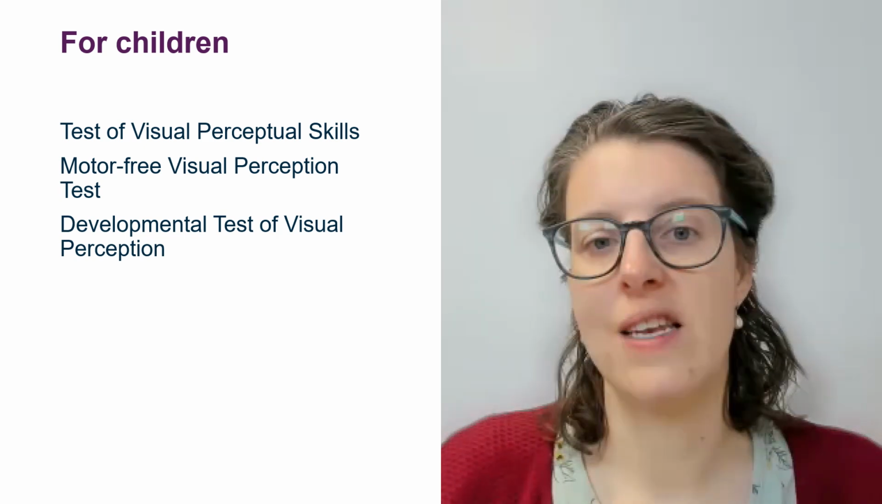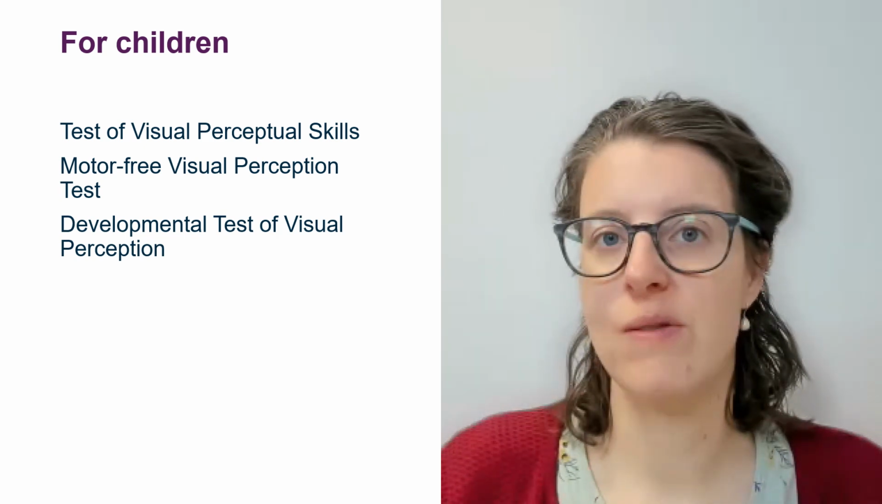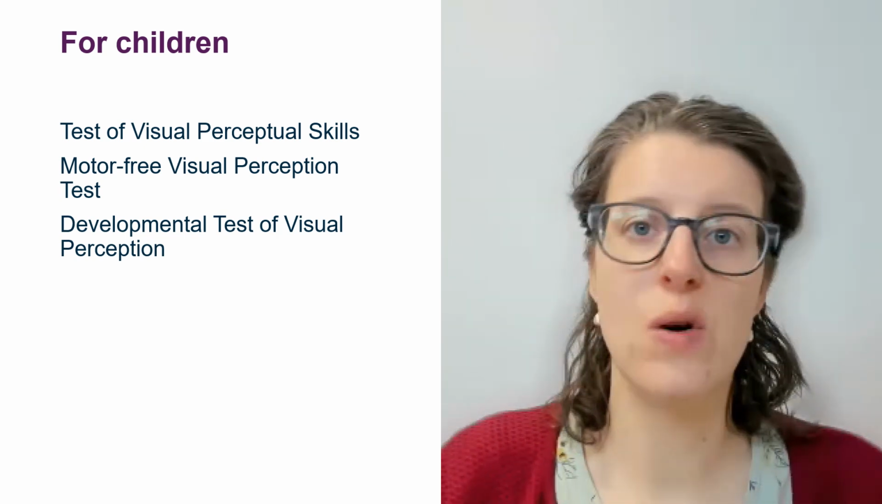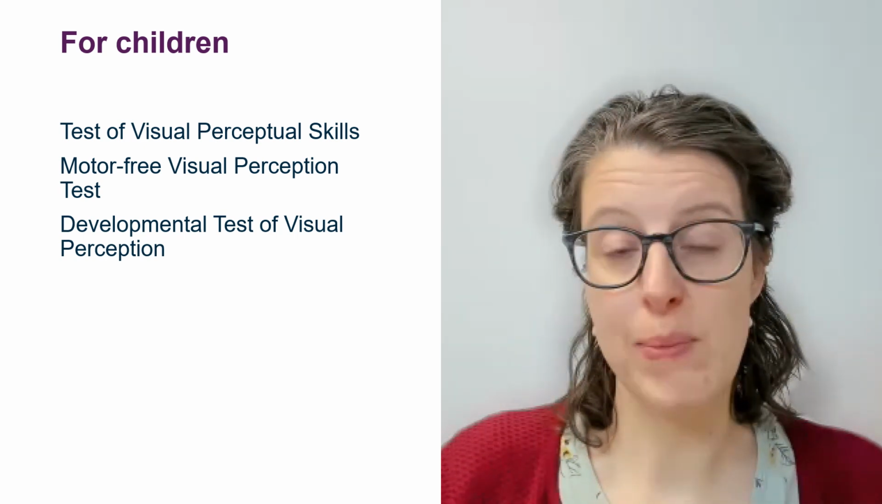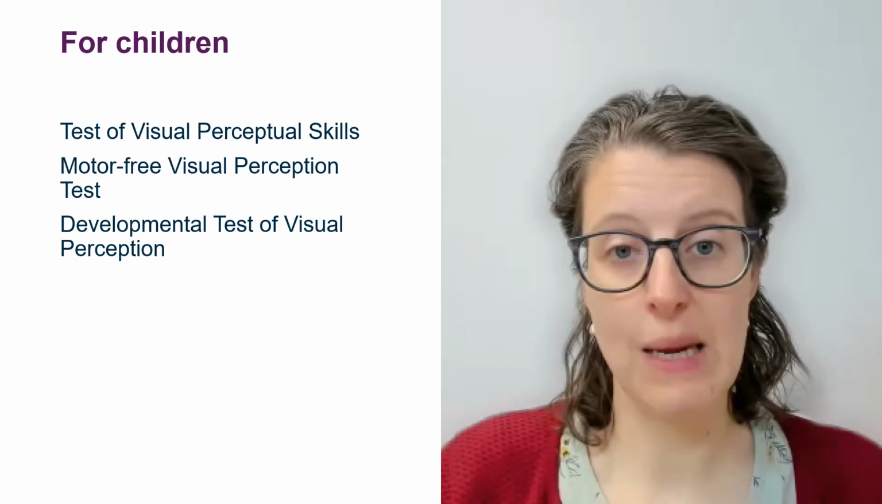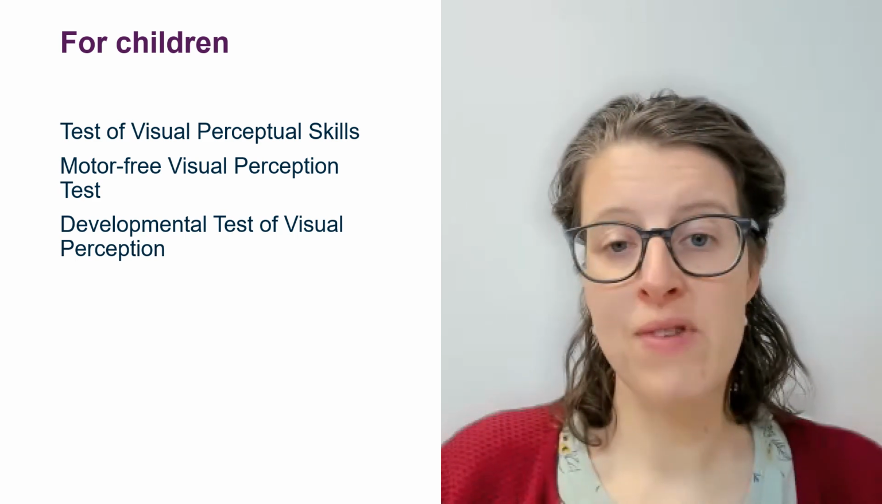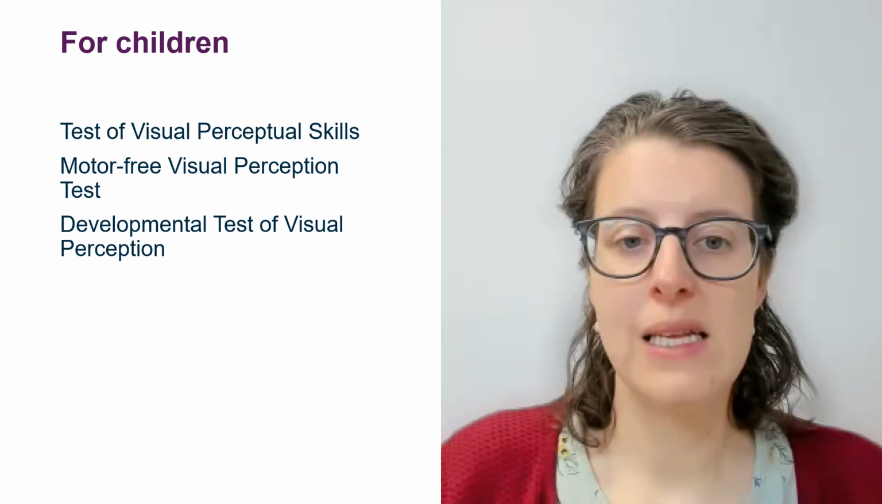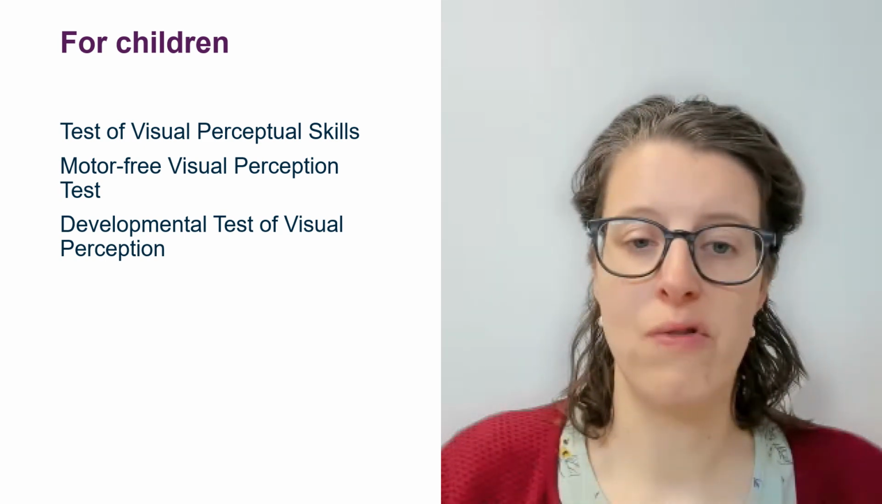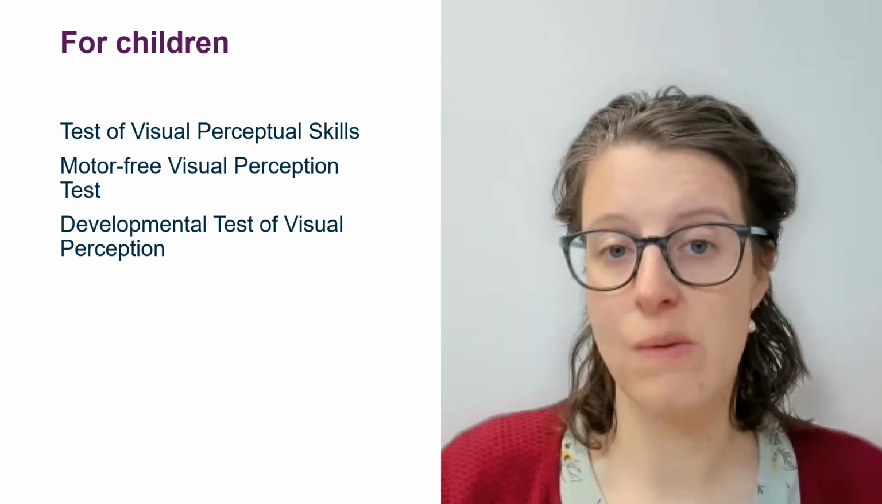For children, there are 3 options of standardized assessment, and all of them include normative data. So the first one is the TVPS, or the Test of Visual Perceptual Skill. The MVPT, or the Motor Free Visual Perception Test, is also a very popular one. And then the last one, the Developmental Test of Visual Perception, is another option when you're working with children.